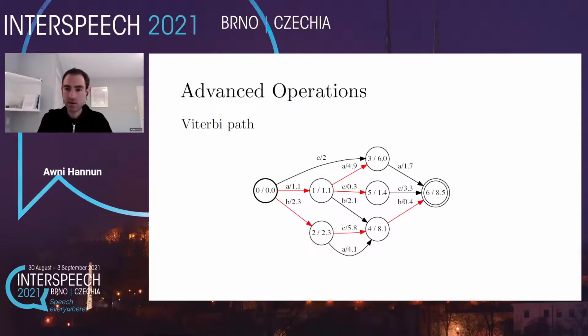The graph contains several paths with maximum score. Will the Viterbi path graph contain all of them? The answer to that is no, it will just return one randomly.